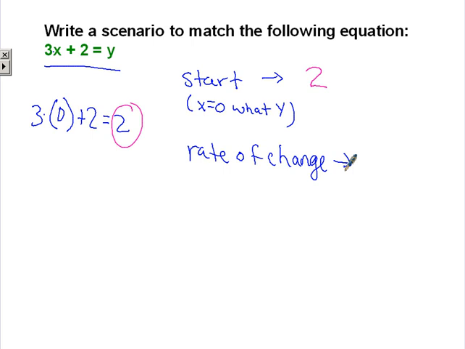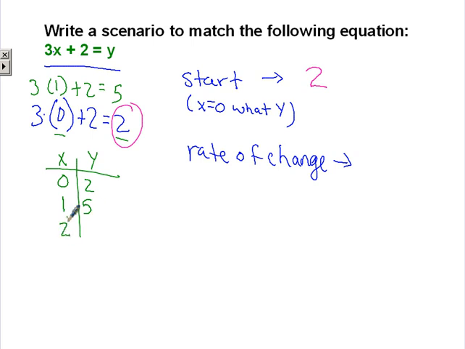To figure that out, I just create a table to help me see that. So I know that if x was 0, y was 2, and then I go, okay, if x was 1, then I would go 3 times 1 plus 2. Again, I'm just plugging it into my equation. 3 times 1 is 3, plus 2 is 5. And I said if x was 2, then I would have 3 times 2, which is 6, plus 2, which is 8.